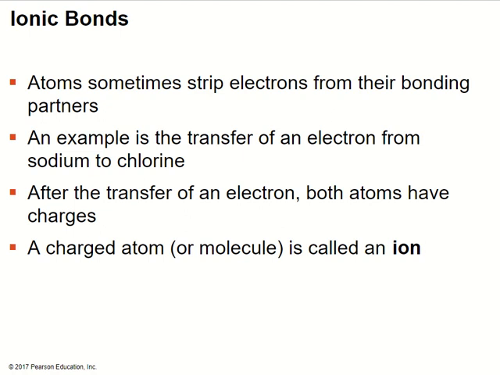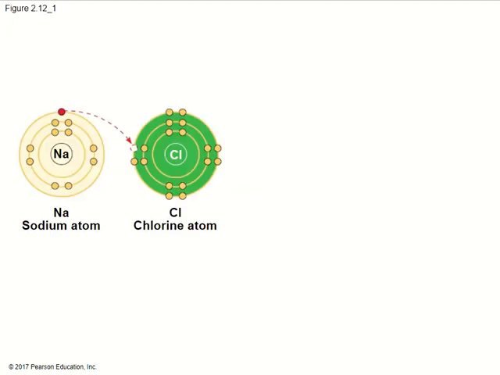Atoms sometimes strip electrons from their bonding partners, or an electron transfers from one element to another. An example is the transfer of an electron from sodium atoms to chlorine atoms, which forms positive sodium ions and negative chloride ions. With the transfer of an electron, both atoms now have an unbalanced charge because there's no longer an equal number of electrons to nuclear protons. A charged atom or charged molecule is more correctly called an ion.